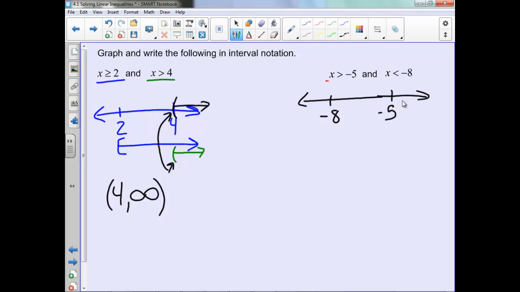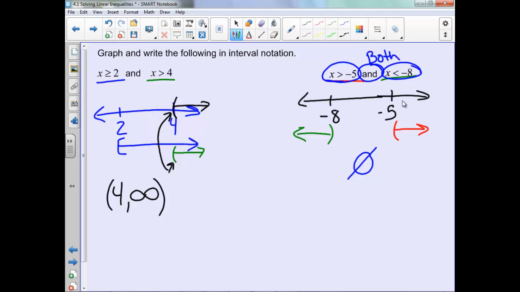Let's just take it piece by piece. x is greater than -5, so that's going to be going to our right. We also have x less than -8. And remember, we have an "and," so this means where do we have both lines? Well, we don't have both lines anywhere. So this is going to be just no solution, because there's nowhere that satisfies both this inequality and the second inequality.